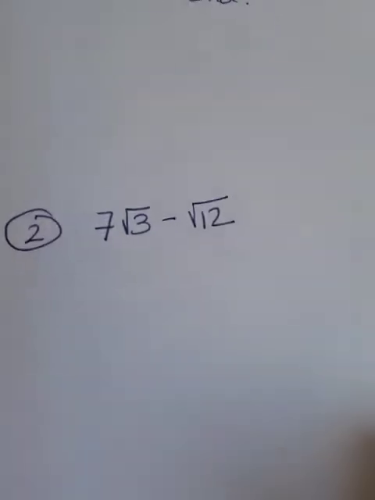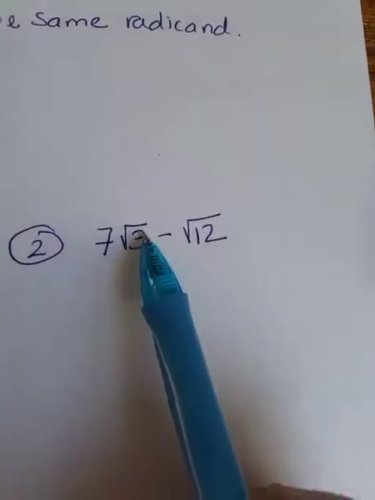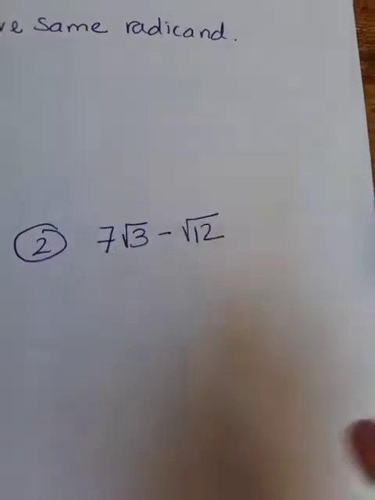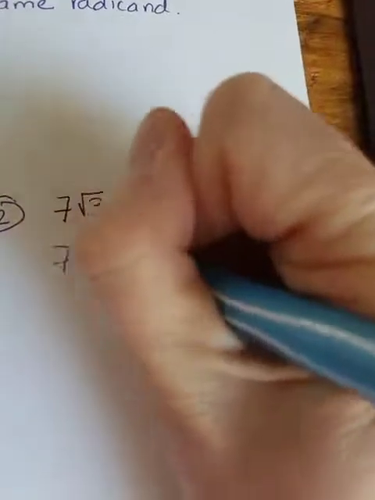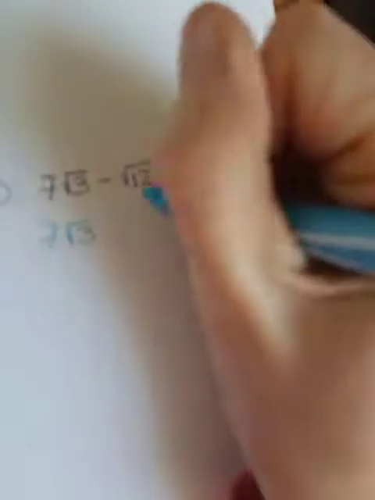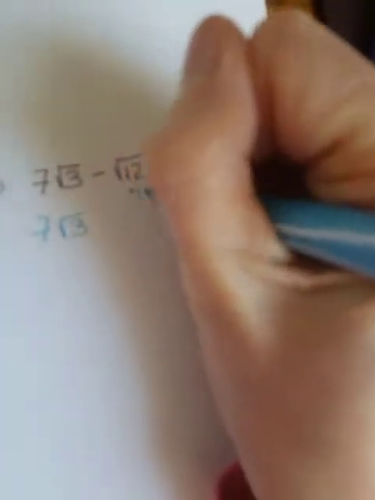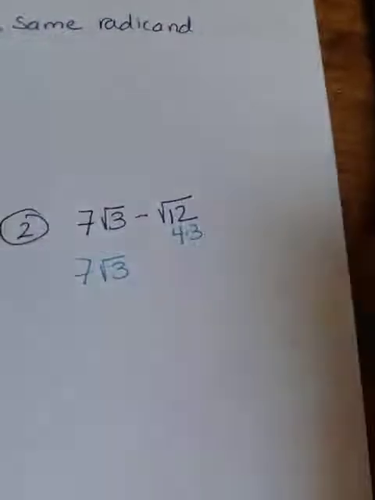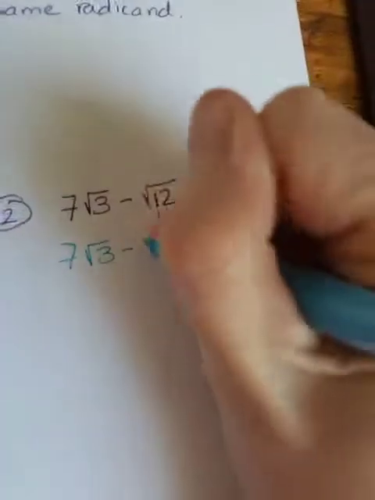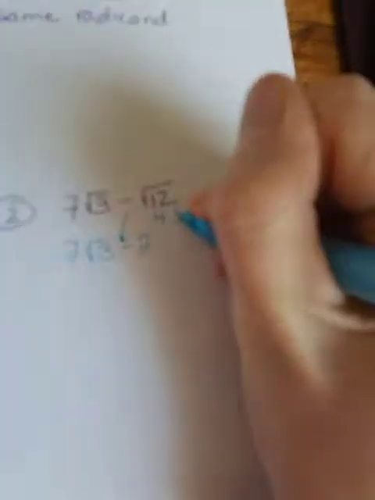Number 2. Well, can we add or subtract these right off the bat? No, because the 3 and the 12 don't match. So this is a case where you would have to simplify the 12. What's the perfect square that goes into 12? 4 times 3. The square root of 4 is 2. I have to bring down the subtraction symbol. And root 3 stays on the inside.